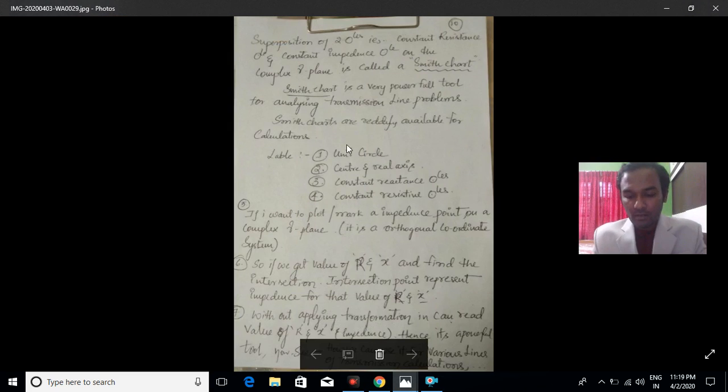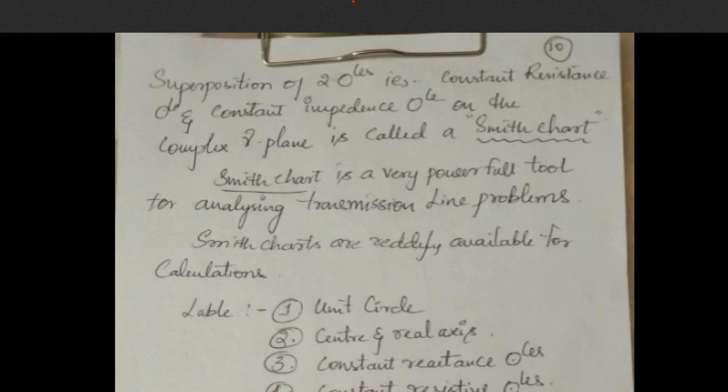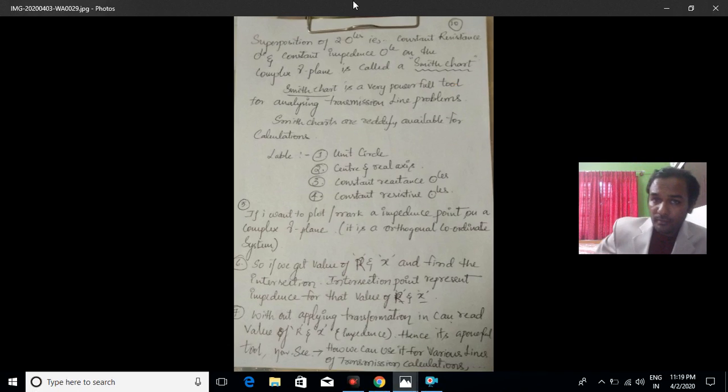Okay, so here we come. The superposition of two circles, that is the constant resistance circle and the constant reactance circle, on the complex gamma plane is called a Smith chart. So you can easily define the Smith chart by saying that when the two circles are superposed, we get a chart or a special coordinate system called a Smith chart.